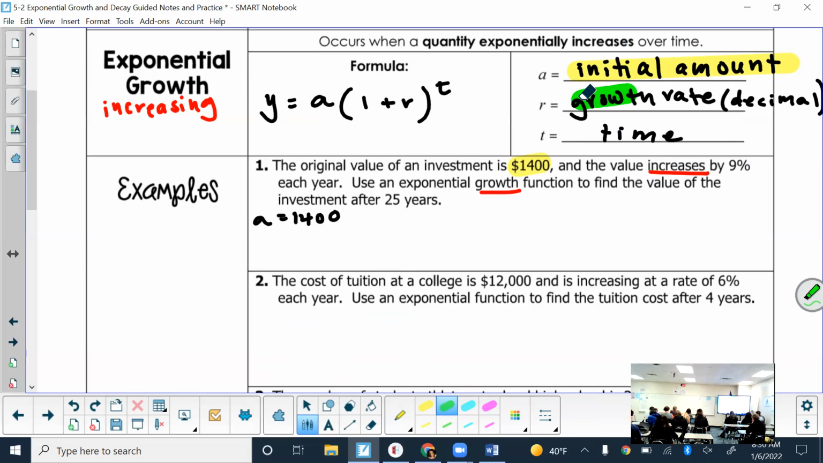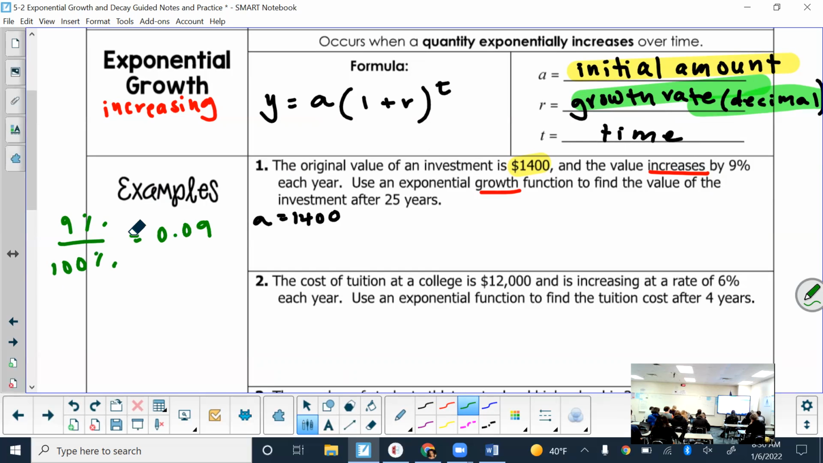However, we need to write it as a decimal. You cannot just plug in 9. All right, so do you guys know how to write 9% as a decimal? 0.09 is correct. If you're ever unsure, just take whatever percent it is. So this is how to convert percents to decimals, and divide it by 100%. All right, you get 0.09. That will be the growth rate, not just 9.